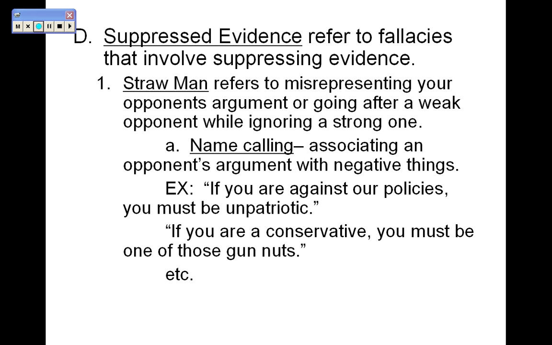Then there's a series of what are called suppressed evidence fallacies in which the whole picture isn't being brought to light, or the argument is being characterized in a way that it was never meant to be. Straw man is the first type. It means purposely misrepresenting your opponent's argument and trading it in for a weaker one while ignoring a stronger one. A good example is to call Obamacare socialism.